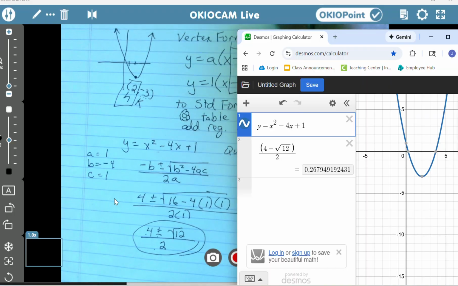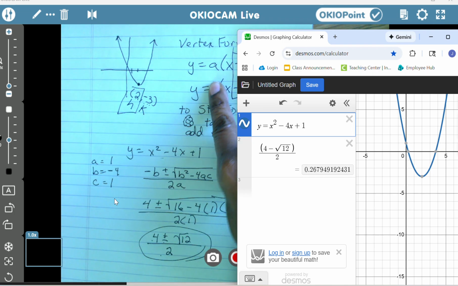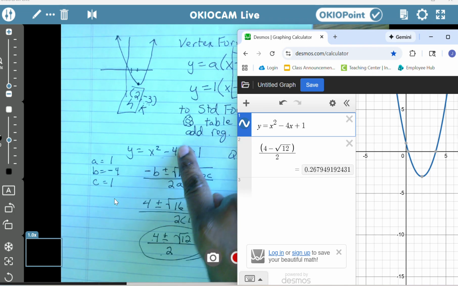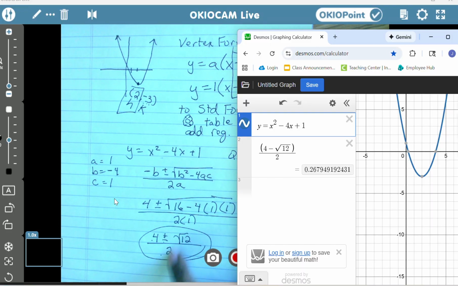This is how we go from being given the vertex to writing it in vertex form, from vertex form to standard form. From standard form, we use the quadratic formula to find the solution so that it is written in radical notation and not with decimal values that never end.